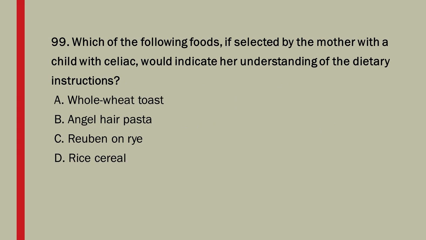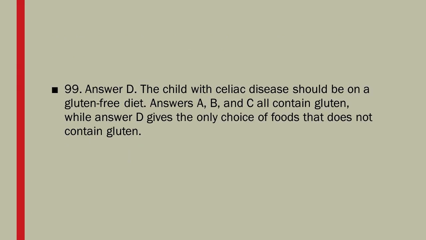99. Which of the following foods, if selected by the mother with a child with celiac disease, would indicate her understanding of the dietary instructions? A. Whole wheat toast. B. Angel hair pasta. C. Reuben on rye. D. Rice cereal.